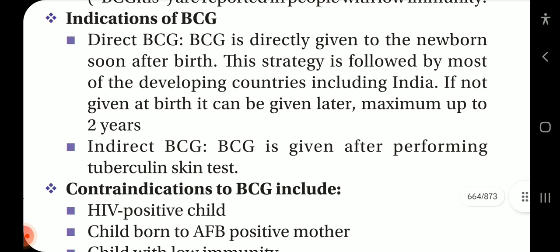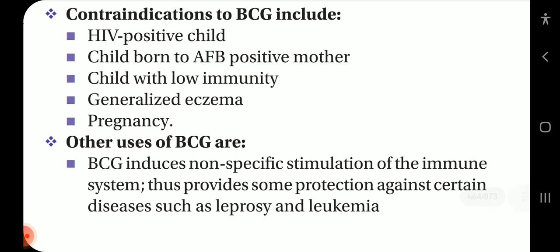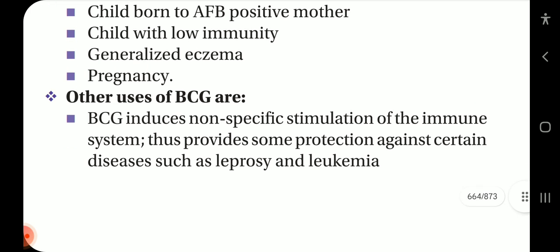Indications of BCG: direct BCG is directly given to the newborn soon after birth. This strategy is followed by most of the developing countries, including India. If not given at birth, it can be given later, maximum up to 2 years. Indirect BCG is given after performing the tuberculin skin test. Contraindications to BCG include HIV positive child, child born to AFB positive mother, child with low immunity, generalized eczema, and pregnancy.